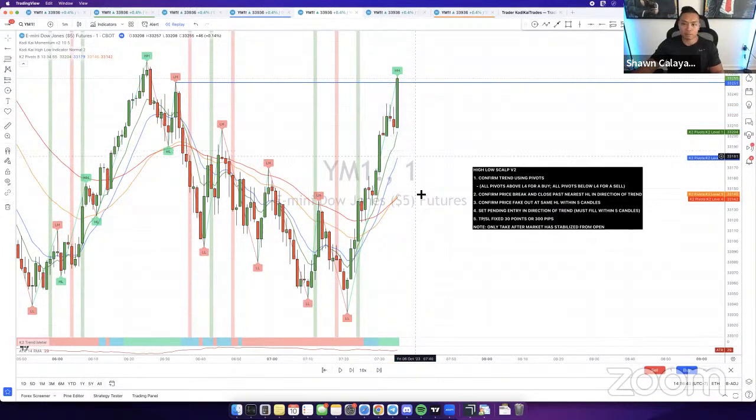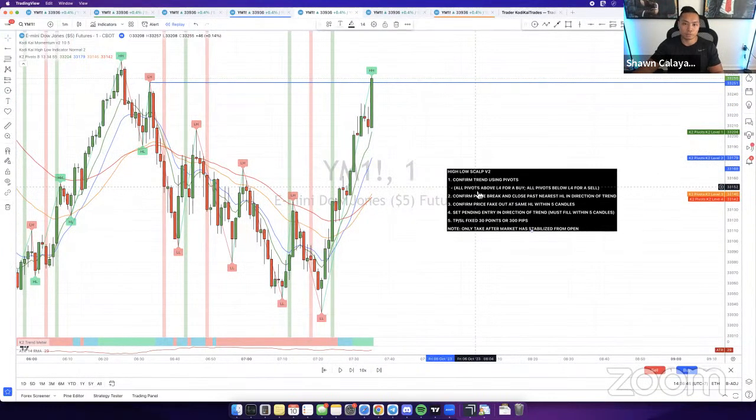So same thing here. First step, confirm the trend using the pivots. You can see that the trend here is bullish. Price is above the pivots. The pivots are angling up. You have the red pivot, or level 4, below all the other pivots. And down below, we have the trend here, which is green. So it's pretty obvious that we're in a bullish trend here. Since we're in a bullish trend, we're going to be looking for a buy.